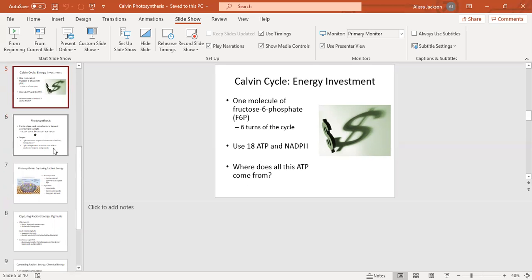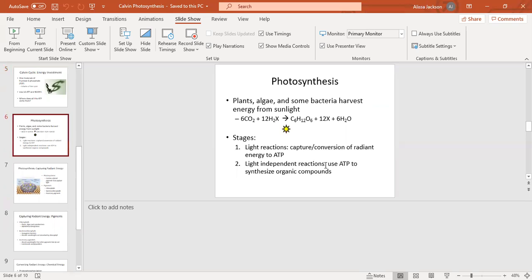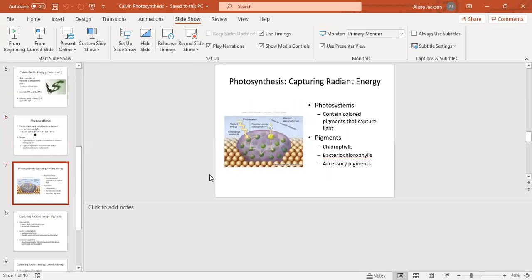Right, so this ATP comes from photosynthesis. Sun, it's wonderful. Right, so they harvest energy from the sunlight and use it to power carbon fixation. So you've got your light reactions that use sunlight and convert that to ATP, and then your light independent ones use ATP to synthesize the organic molecules. It's all about photosystems in the chlorophylls, bacterial chlorophylls. They have pigments that capture the light, and then it's all about electron transport.